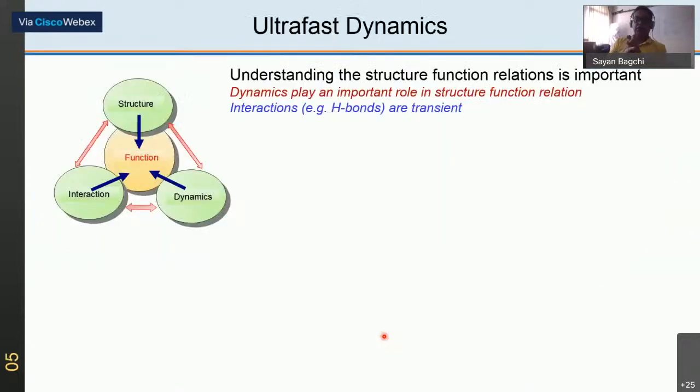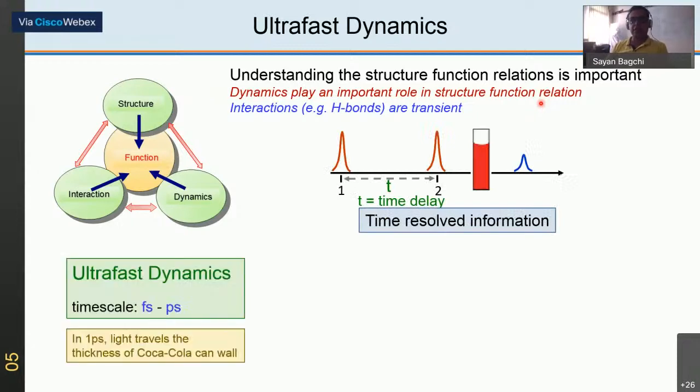So 2D IR, which is what we are interested in in our lab, deals with ultrafast dynamics. I will come to this ultrafast part also. As we have discussed, understanding the structure-function relation is important, and dynamics plays an important role in it. Even though interactions are important, for example hydrogen bonds, because of fluctuations, hydrogen bonds will make and break. So these interactions are transient, and this needs multiple light-matter interactions.